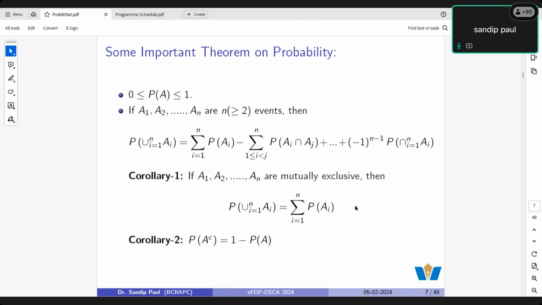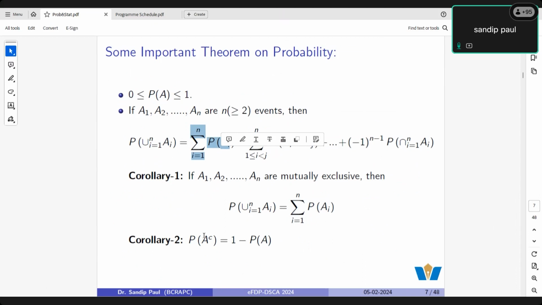Suppose the events are disjoint, that is, mutually exclusive. In that case, the second term, the third term, and up to the last term are all zero, because they have no common outcome. That means the probability of their intersection is always zero. So there will be only one term, the first term, which is the probability of the individual occurrence of the events. So the probability of the union of Ai can be written in that case as the summation of their individual probabilities.